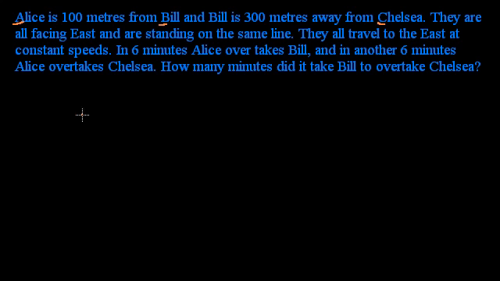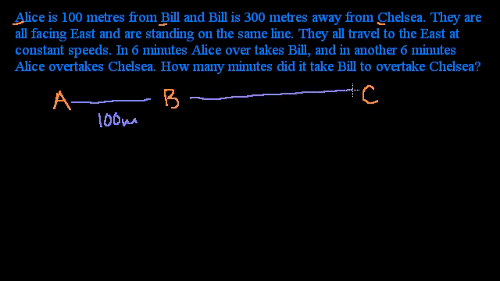And actually, he drew a little diagram. So we know that also Chelsea is to the right of Bill. The diagram he sent me looks like this. So you have Alice, and then 100 meters away, you have Bill, and then 300 meters to the right of that, you have Chelsea. This distance right here is 100 meters, and this distance right there is 300 meters.